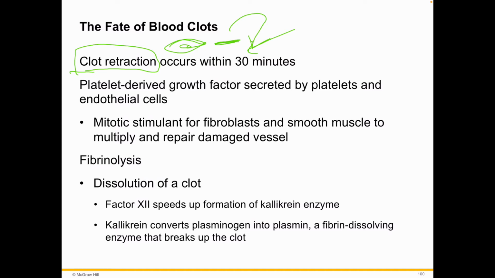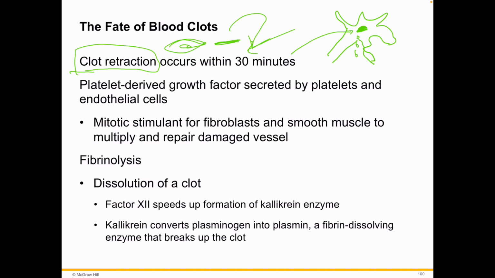If you've ever had a fresh cut, say on your hand or something, oh my gosh, this is the worst hand ever. You have a little cut, and it's bleeding for a little bit, and then it forms that squishy scab first. Clot retraction is when we actually flatten that out.